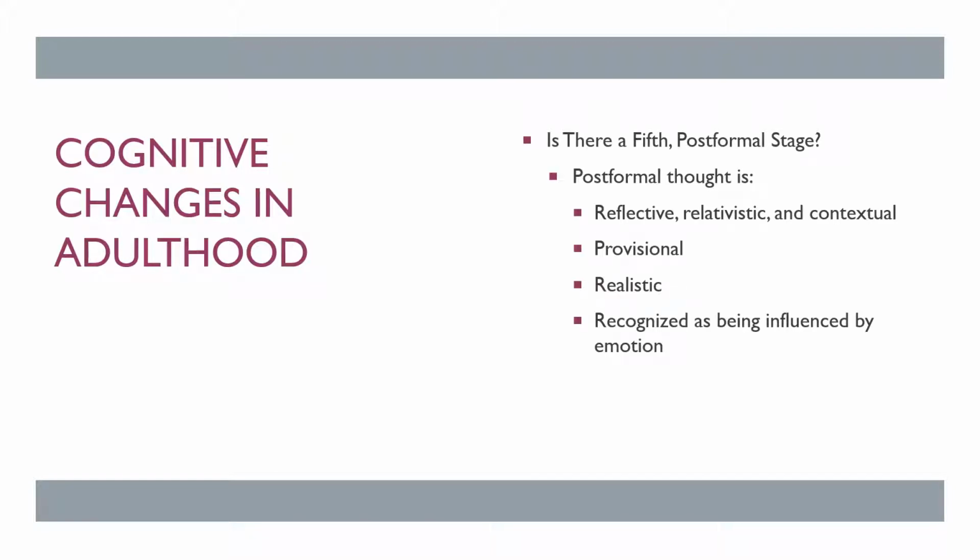All right, so let's talk about some of the changes then in terms of cognition into adulthood. So Piaget's theory ends with stage 4.